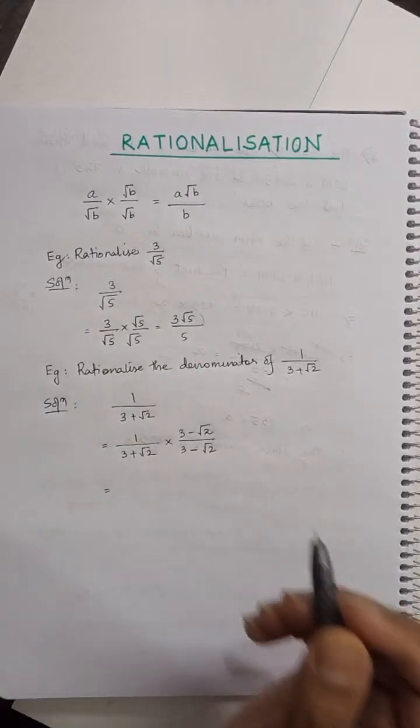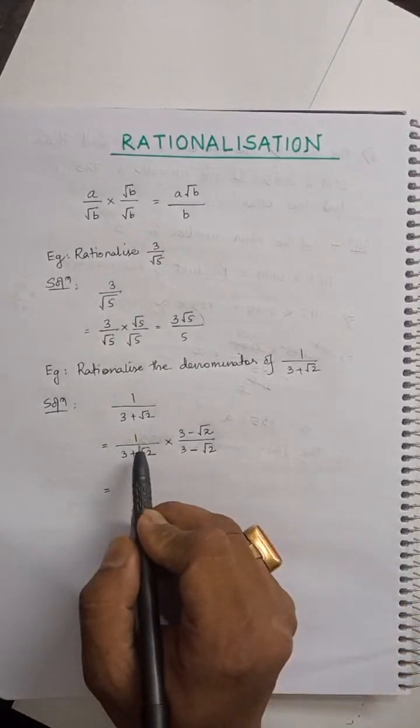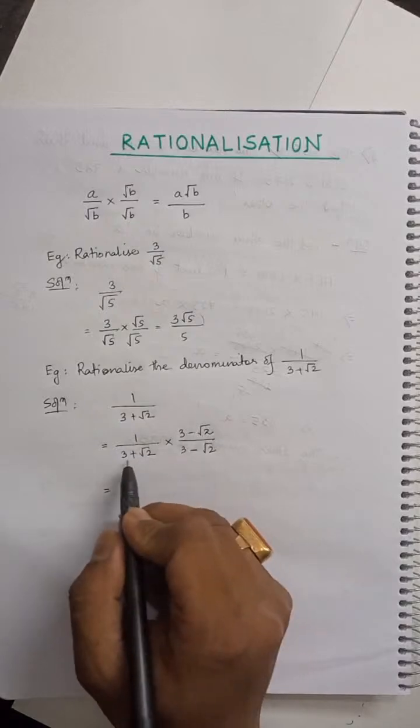Now we have to multiply the numerator with the numerator and the denominator with the denominator.